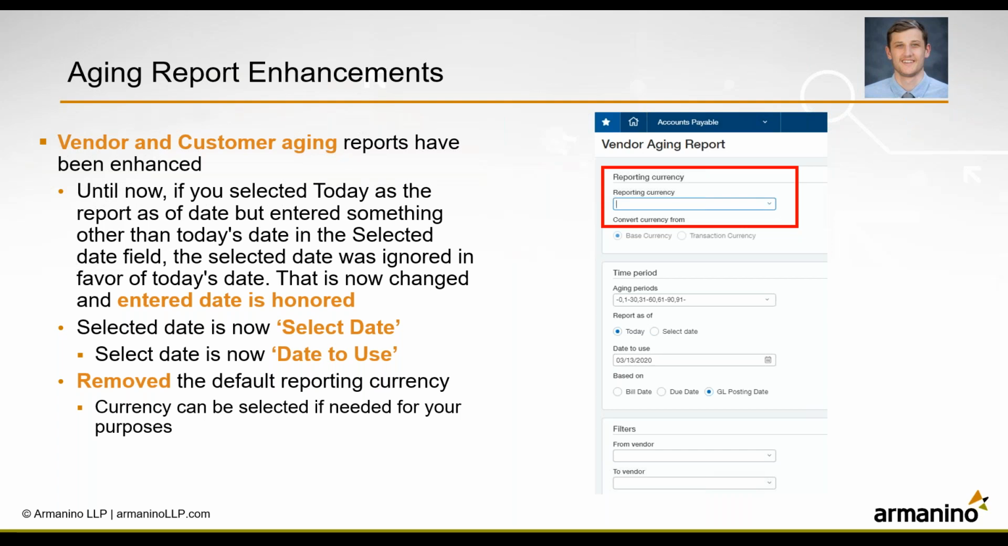So one thing to note here is that the report defaults to run the report as of today's date, and it's going to populate the date to use section with today's date. However, if you change it to the select date using that radio button, the date to use is going to be blank and then allows you to enter in a new date. So a change here that might confuse some people at first, but you'll get to learn it as you go ahead and use the aging reports.